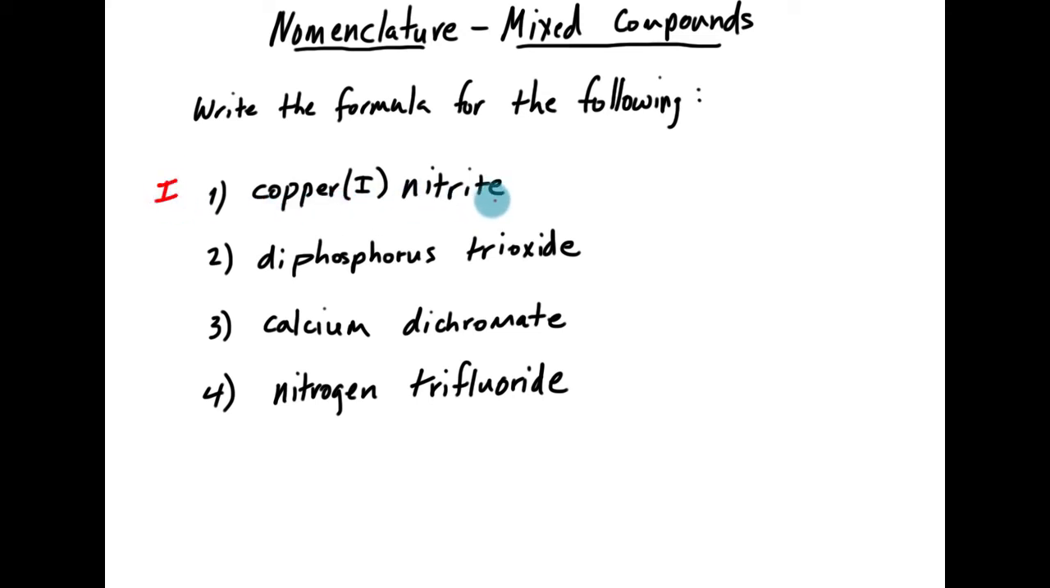Metal, polyatomic ion, that's going to be ionic. So I write the symbol for copper, I write the charge for copper, which is +1. I write nitrite, which is NO2 minus. I balance my charges, so the overall formula is going to be CuNO2. That would be my final answer, CuNO2. Alright, this is pretty simple.